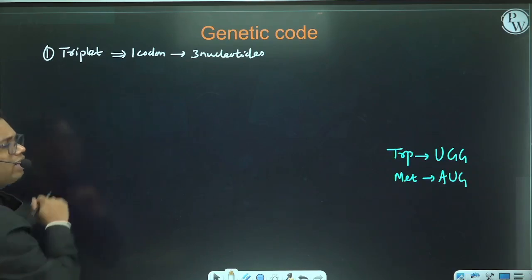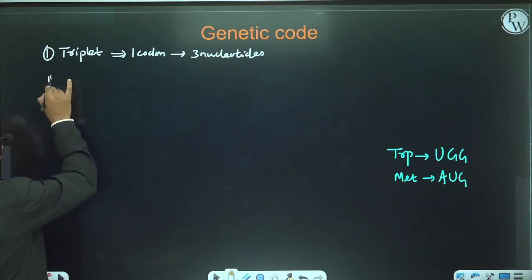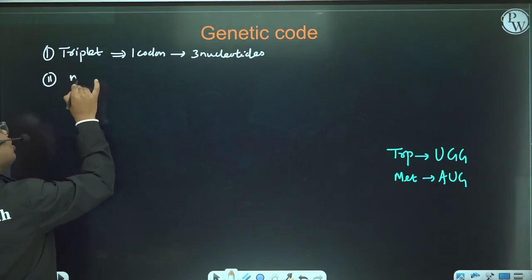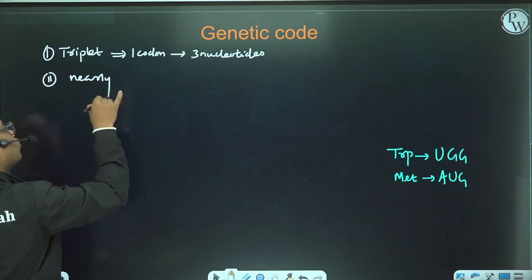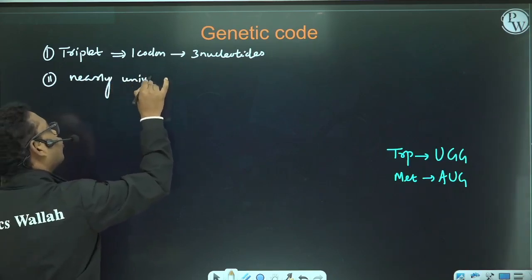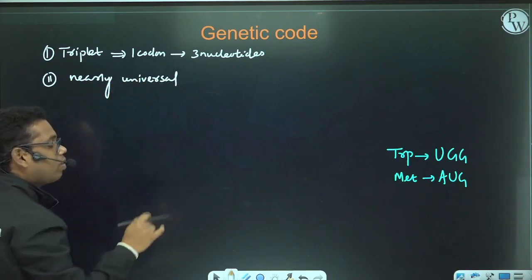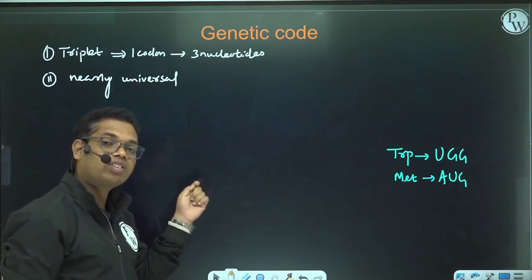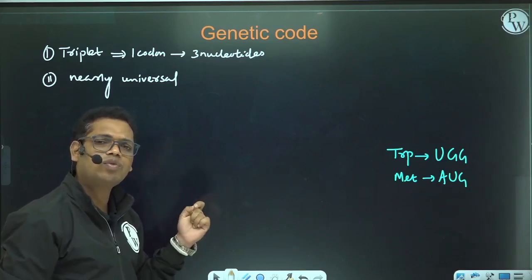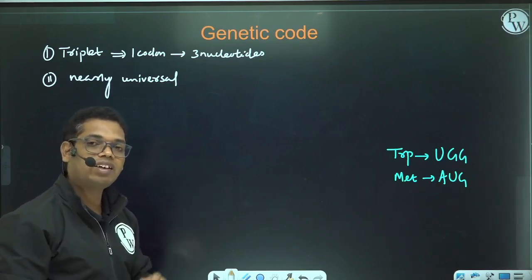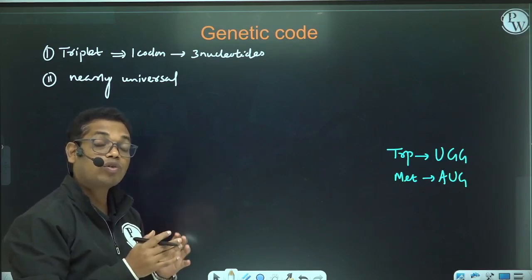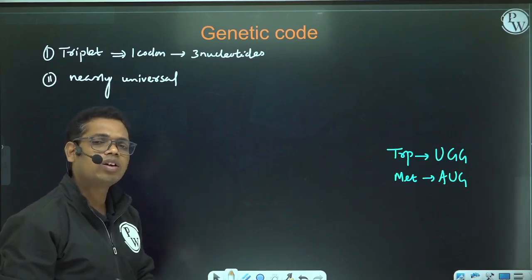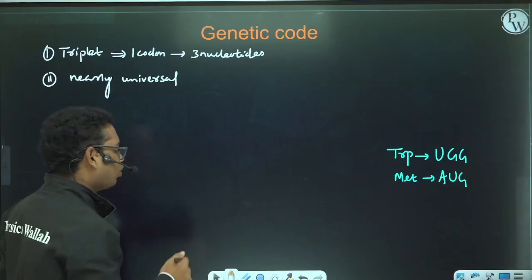Codons are called triplet in nature. What about the second point? The codons are nearly universal. What do you understand by nearly universal? This means if I take any codon, that will code for the same amino acid in all types of organisms with few exceptions. So what about the few exceptions?